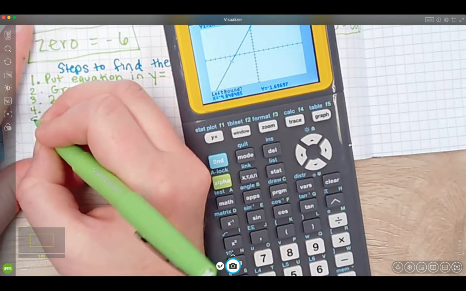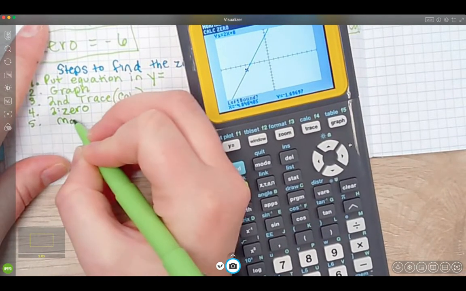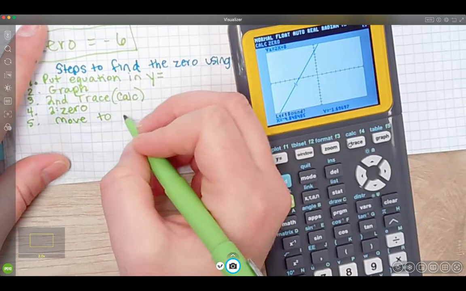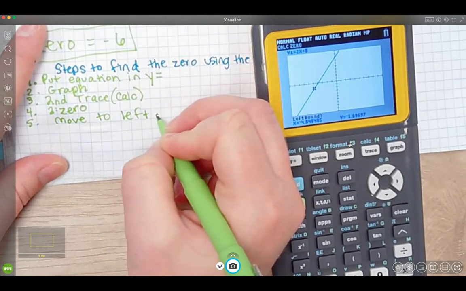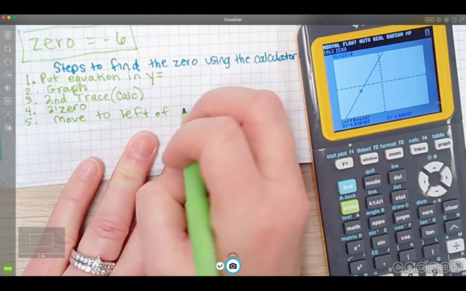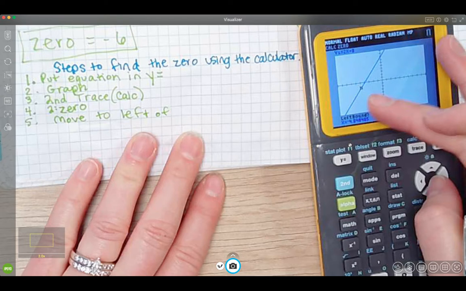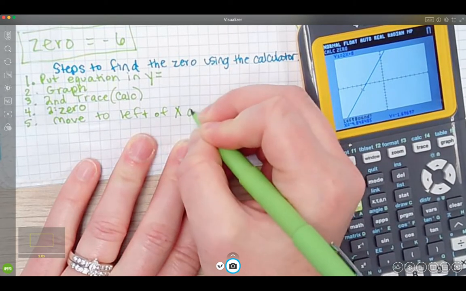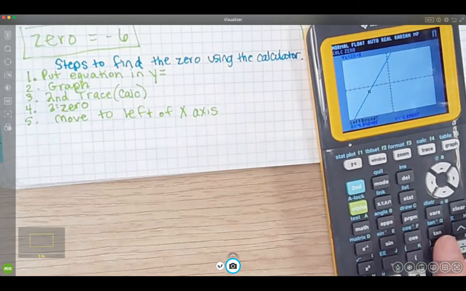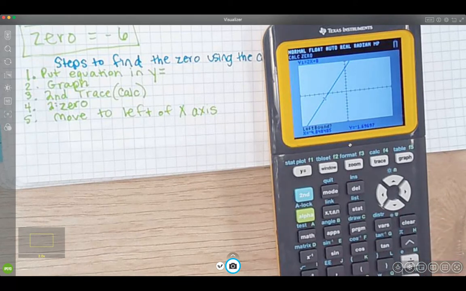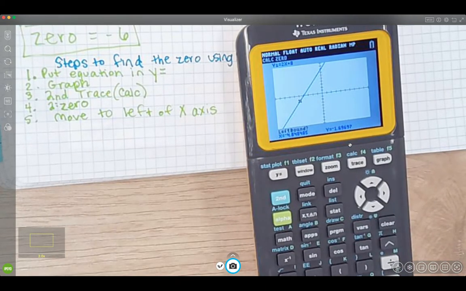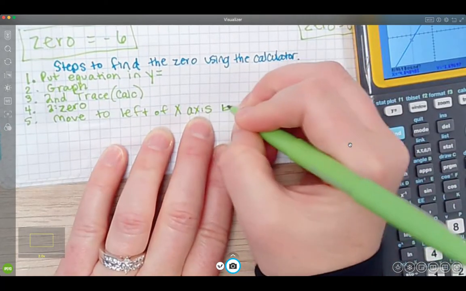So 5, move to left of the x-axis. Do you need to use the next page for this? You can. If you're running out of room on this page, you can go to the next page. Okay, push enter.